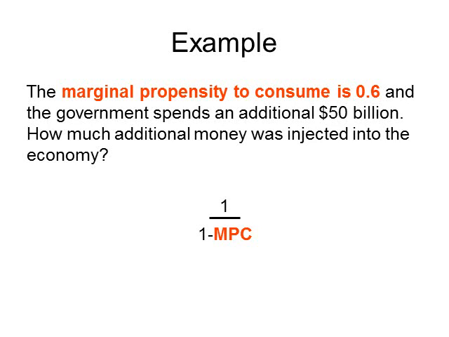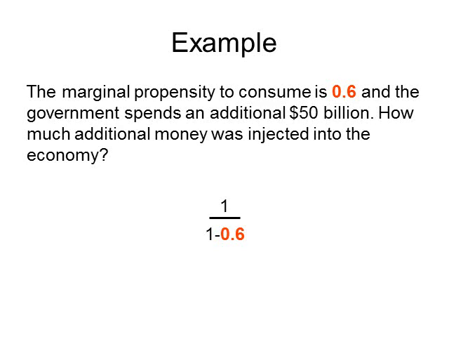Next thing we need to do is look for the words marginal propensity to consume in our problem. That will be substituted in for the MPC in the formula. In this particular problem, the marginal propensity to consume is 0.6, so we will substitute in 0.6 into the formula. The next thing that we need to do is subtract from 1 0.6, or 1 minus 0.6. This leaves 0.4.